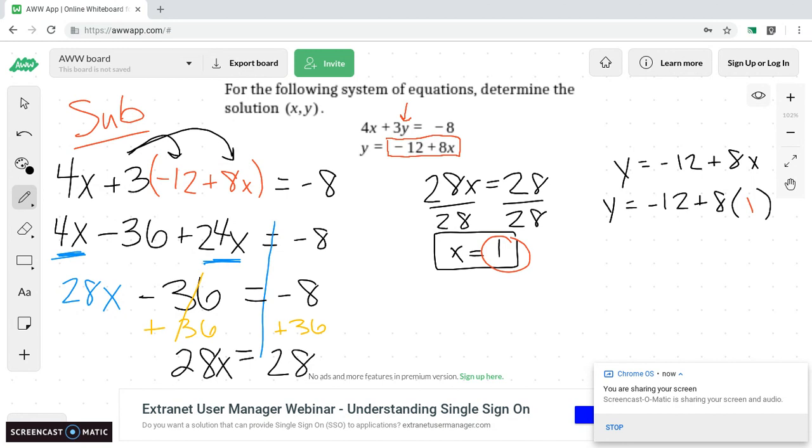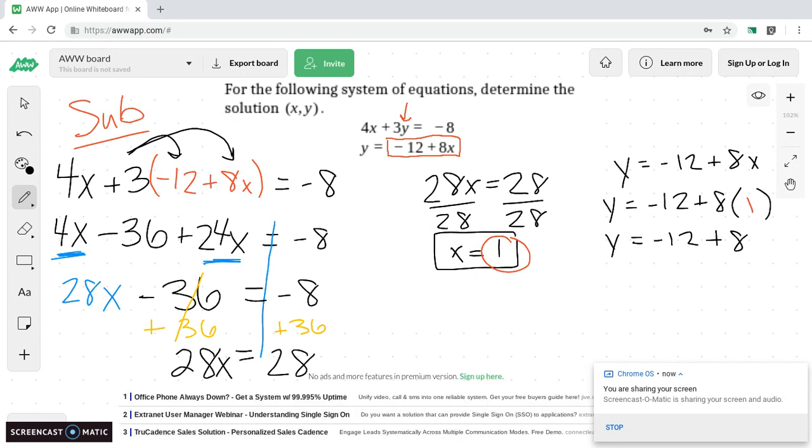So now we can go ahead and simplify it. We have y equals negative 12. 8 times 1 is a positive 8, so we have negative 12 plus 8. Negative 12 plus 8 is going to be a negative 4, so we have y equals negative 4, and we found our y value.